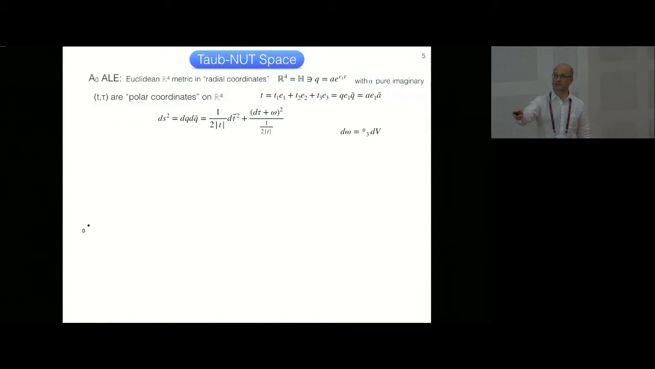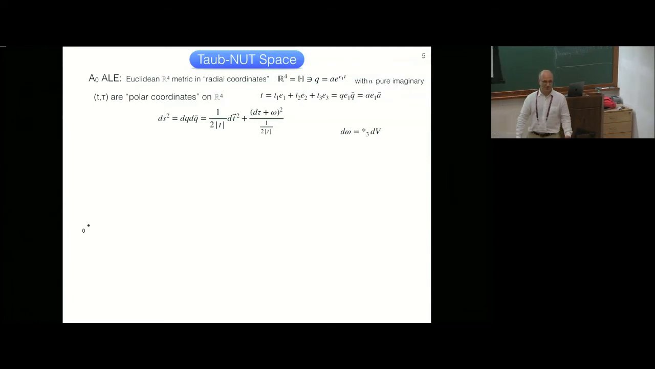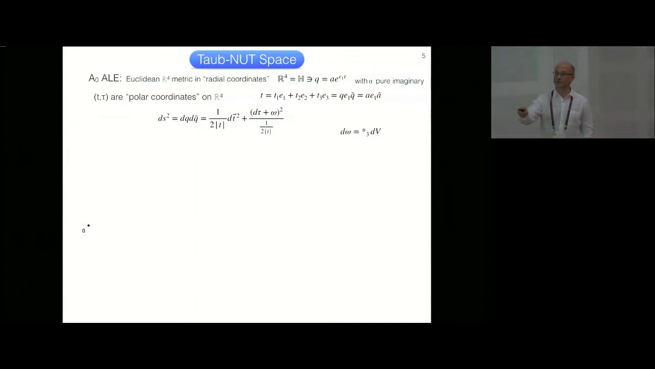At first, it looks like something singular is happening at the origin. But this is a pure coordinate singularity, just as with a Euclidean metric written in radial coordinates in R2. It also appears to be something strange happening at 0, but that's purely a coordinate problem. So this is just the flat metric on R4 written in coordinates tau, t.